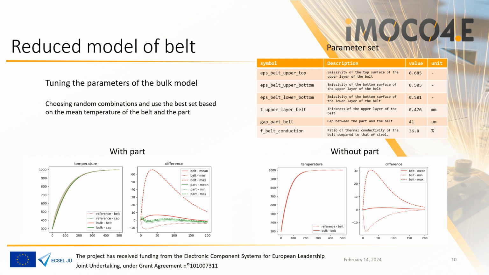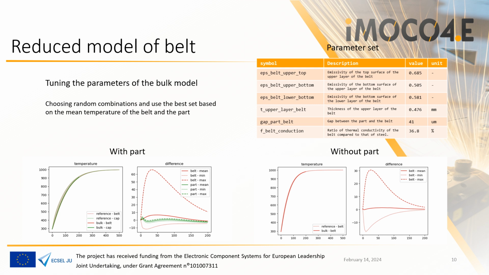The table on the right explains different parameters and shows the values that worked best, providing the closest match between the unit cell and bulk model. The graphs at the bottom display the temperature response for both models in two scenarios, with and without the part. We're looking at how the temperature changes when a piece of belt is suddenly placed in the oven at 1000 Kelvin at T=0.